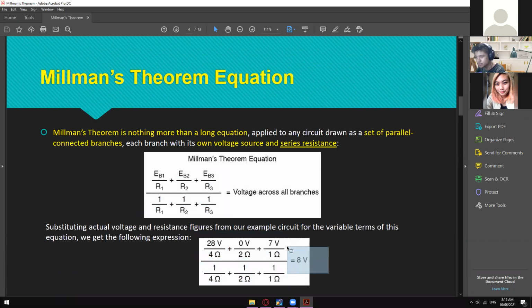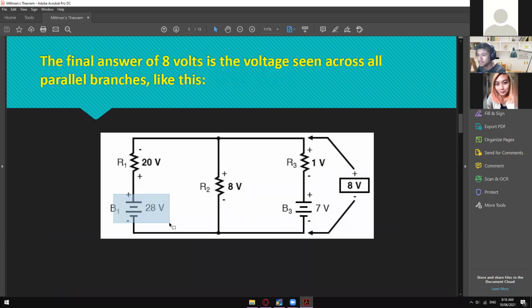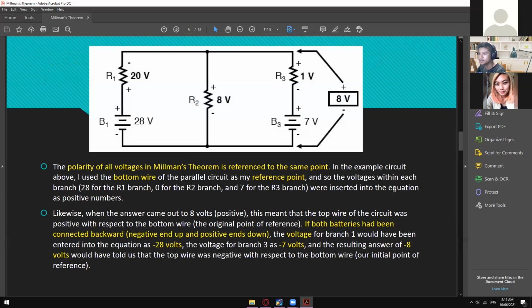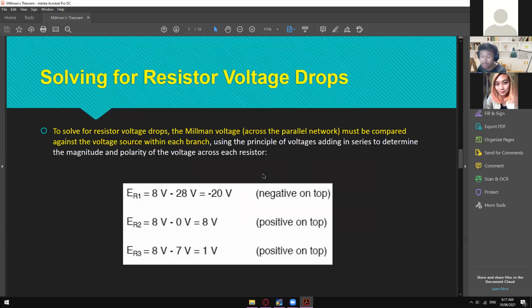Initially you don't know the polarity, so you have to base it on your existing voltage sources. Wherever your reference point is, that would also be your reference point for your voltage across your entire circuit. The same goes for the positive side, which is this one. All right, and then here's how we solve for the voltage drop.